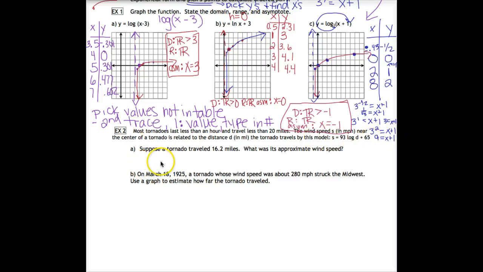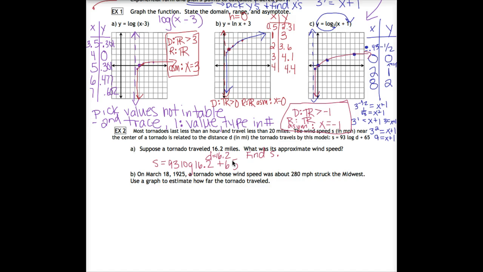So our first question says, suppose a tornado traveled 16.2 miles. So let's think about what that means. That means d is 16.2. What was its approximate wind speed? So that's telling us to find S. So take our equation and let's plug in what we know. So S equals 93 log of 16.2 plus 65.